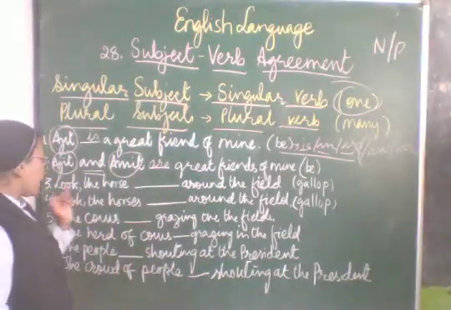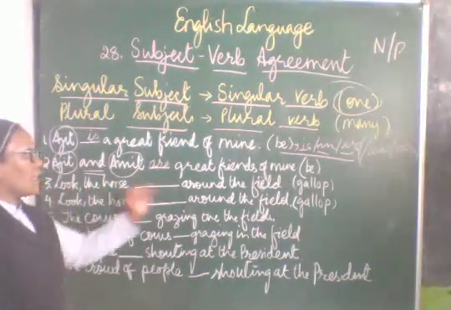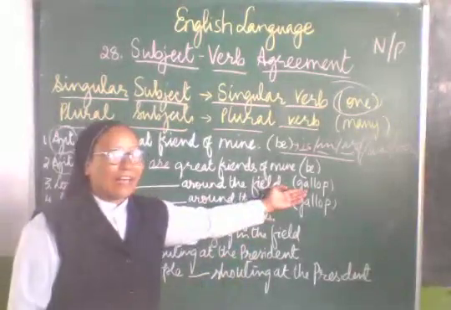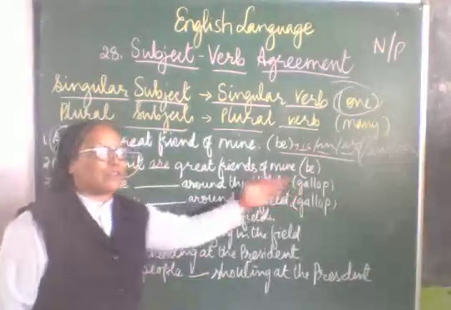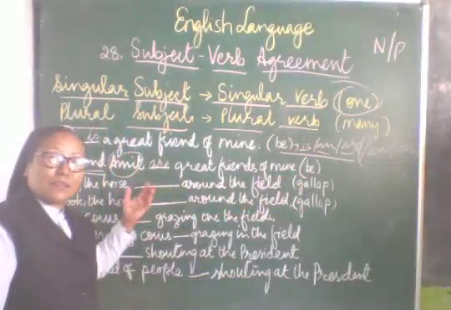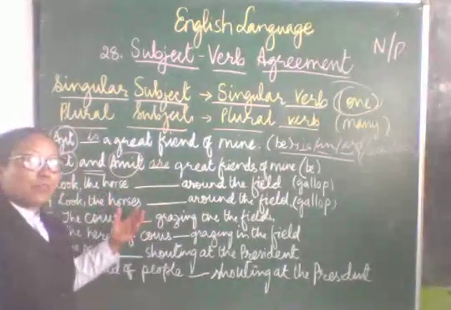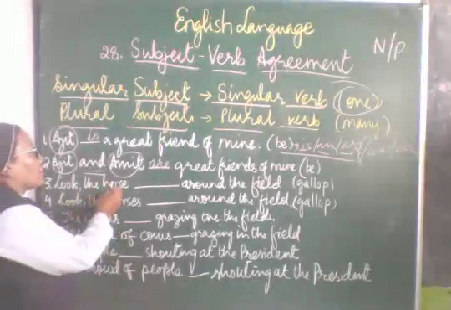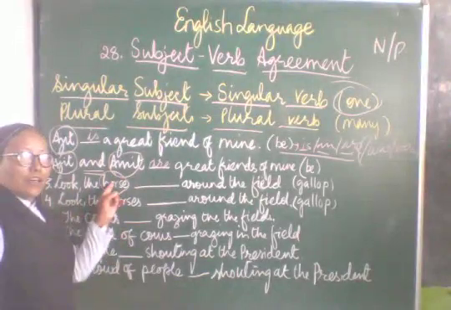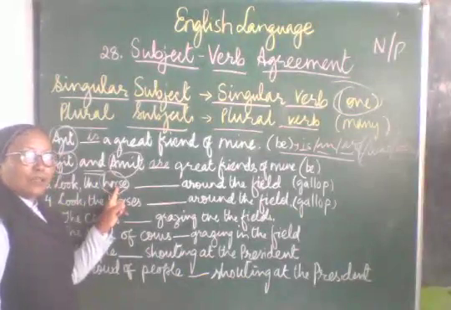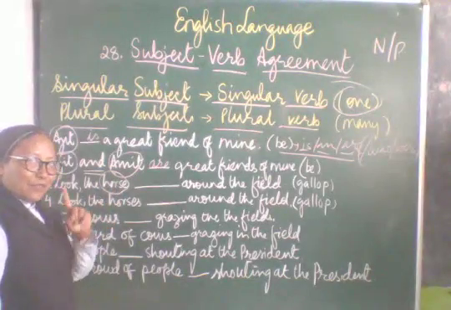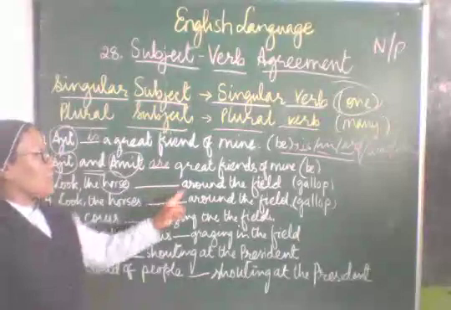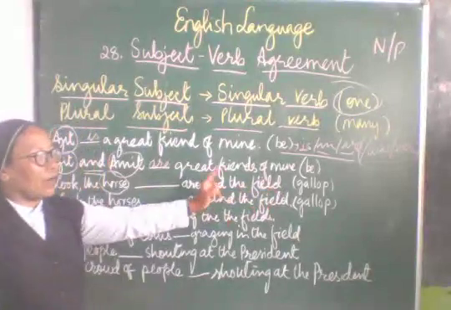Proceeding on. Number 3. Look, the horse around the field. You have been given a verb here, the word gallop. So we have to see whether the subject in the sentence is singular or plural first. Let's circle the subject here. Horse is the subject here. Is the number singular or plural? This is only one horse. So I need to take the singular subject here. So is gallop a singular or plural verb?